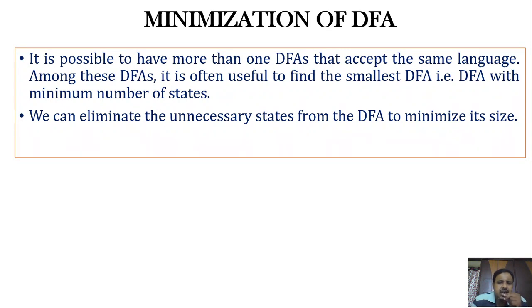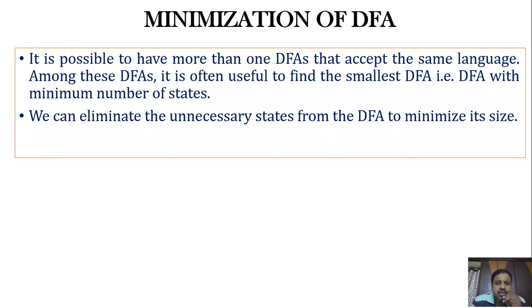Basically, an unnecessary state means one whose removal from the DFA will not change the language acceptance of the DFA. For example, say we have a DFA which accepts some set of strings ending with A. Removing unnecessary states means you have to identify the states whose removal will not affect the language acceptance of the DFA. The language accepted by the DFA must not change. The removal of those states should not influence the language accepted, so such states can be eliminated from the DFA.